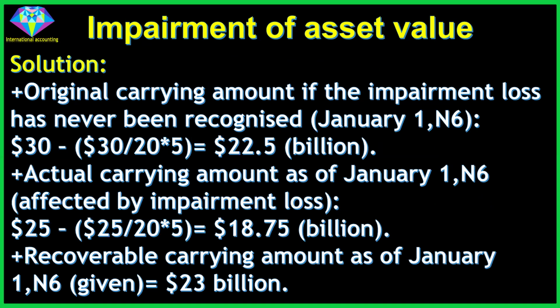Solution: original carrying amount if the impairment loss has never been recognized, January 1st, N6: $30 minus $30 divided by 20 multiplied by 5 equals $22.50 billion. Actual carrying amount as of January 1st, N6, affected by impairment loss: $25 minus $25 divided by 20 multiplied by 5 equals $18.75 billion. Recoverable amount as of January 1st, N6, given, equals $23 billion.